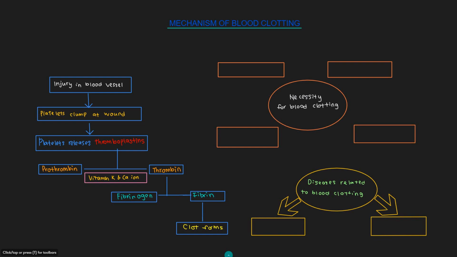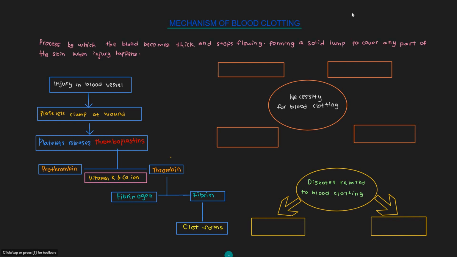The definition of blood clotting is the process by which the blood becomes thick and stops flowing, forming a solid lump to cover any part of the skin when injury occurs. When a blood vessel is damaged, the connective tissue in the blood vessel wall is exposed. Therefore, this causes the platelets to stick rapidly to the collagen fibers in the connective tissue. Platelets release chemicals, which are clotting factors, that make the surrounding platelets sticky and form a platelet plug. This plug can stop blood loss completely if the damage to the blood vessel is small.